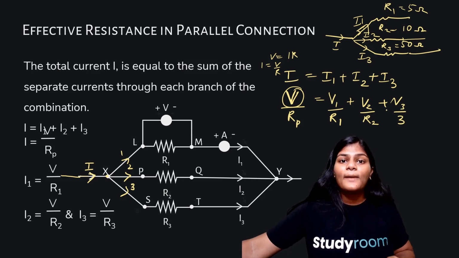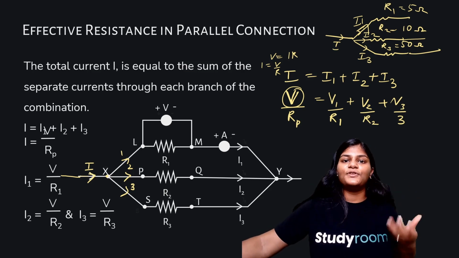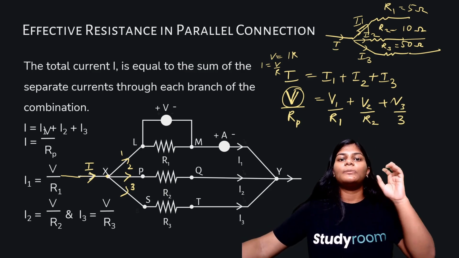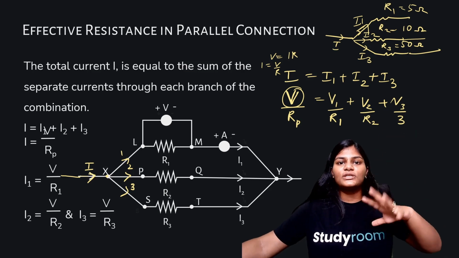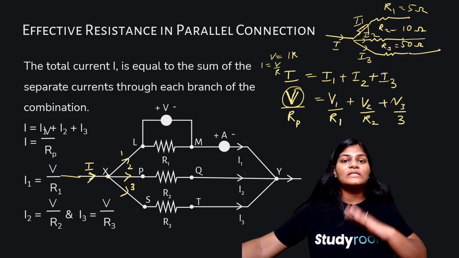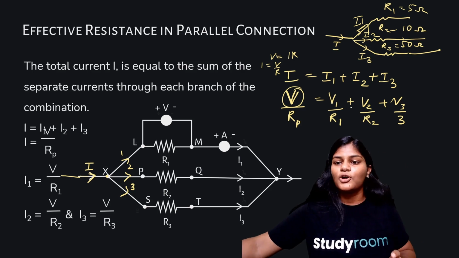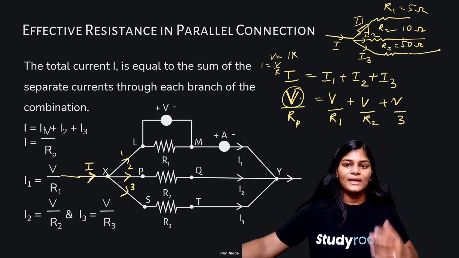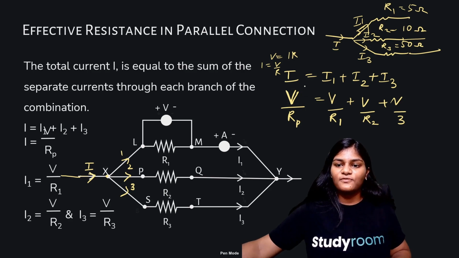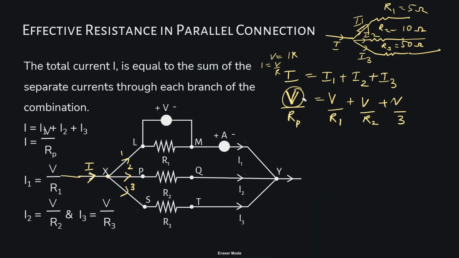No. Why? Because the potential difference of the battery is going to be the potential difference across each resistor, because the potential difference does not change in parallel combination. Awesome. So we remove this 1, 2 and 3 because it's the same. So what happens? This V gets cancelled out from everywhere, right?